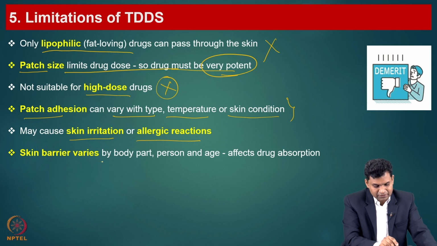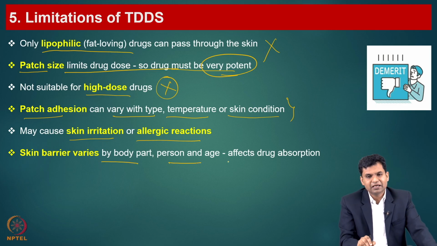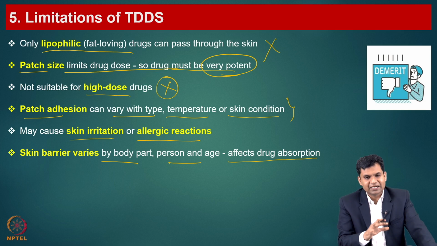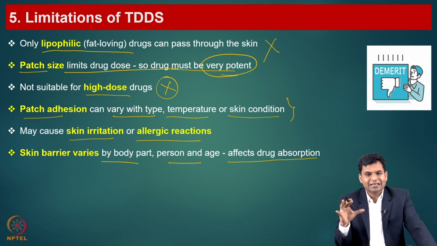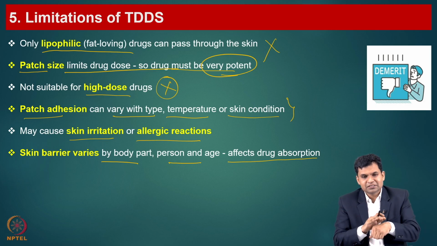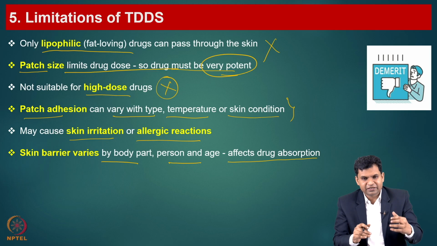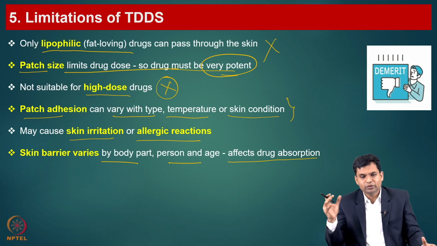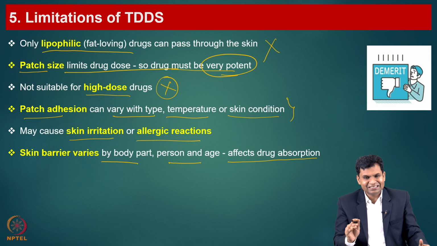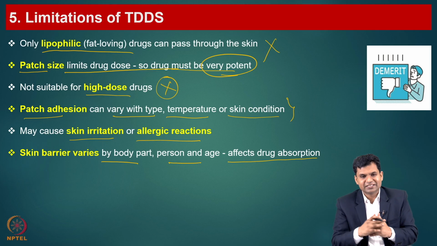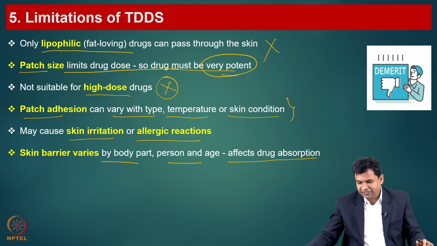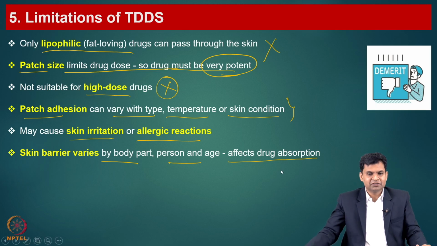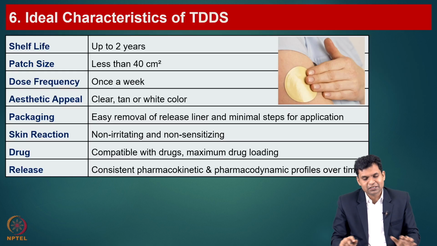Skin barriers may vary by body part, person and age, and that will affect drug absorption. The body part, the individual and the age all matter, because the skin of younger people will be different from that of old age people. So, definitely the stratum corneum will become a major barrier for old age people, and the permeation is also very critical. So, these are some of the physiological and pathophysiological factors that will interfere with the permeation of the formulation.